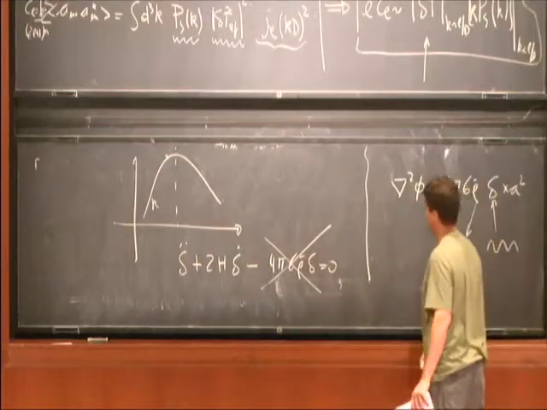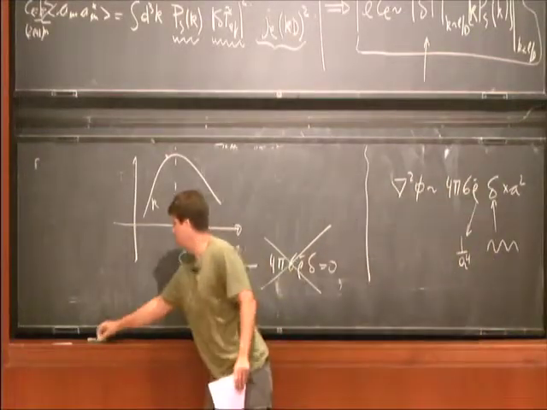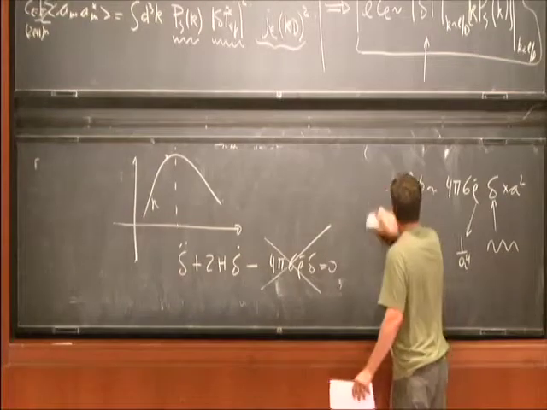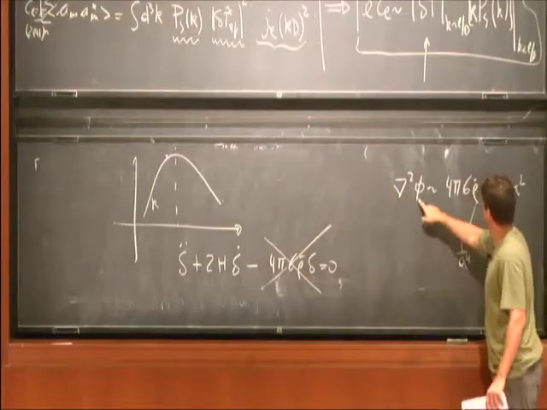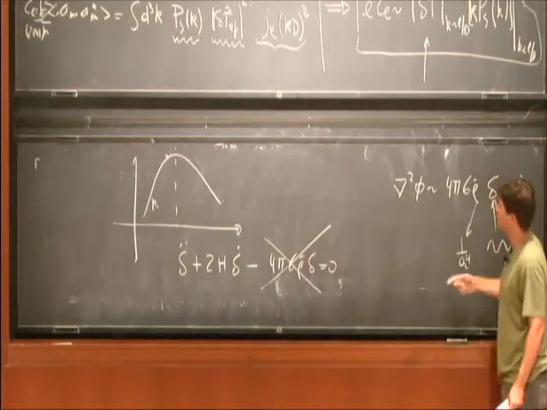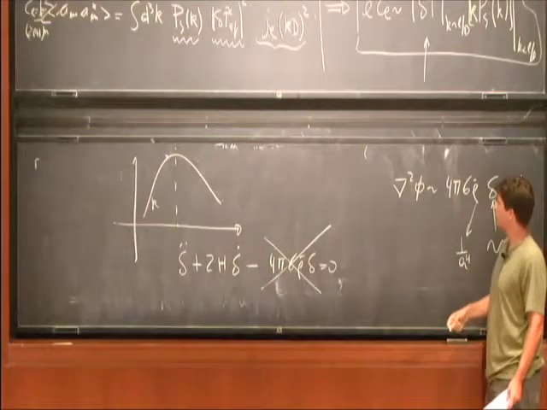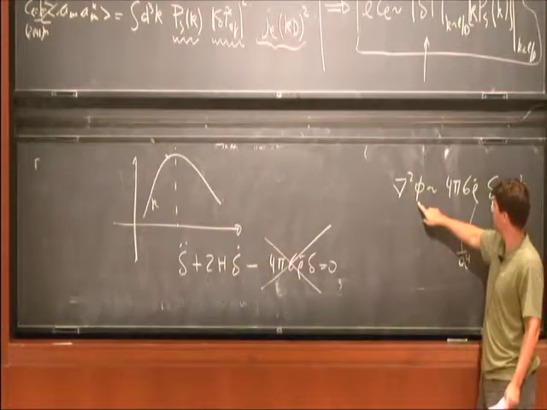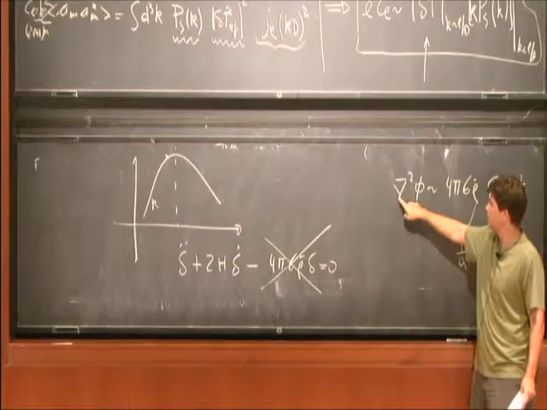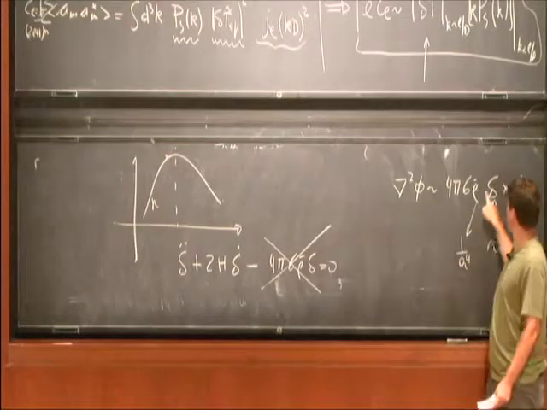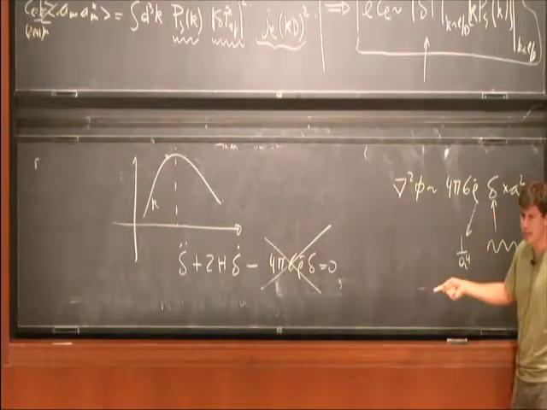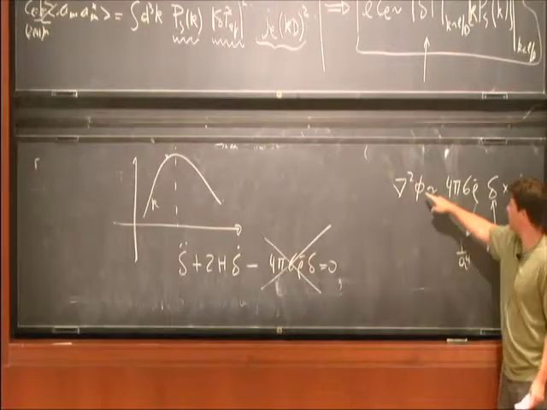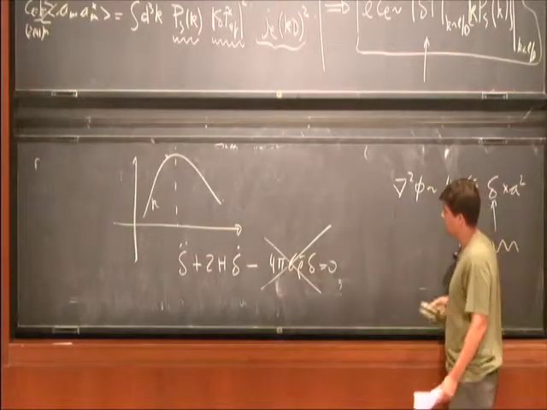If the universe had always been matter dominated, the power spectrum would just be, so this is zeta, the power spectrum of zeta is scale invariant, k to the minus 3. The power spectrum of the gravitational potential is the same, but because of this k squared, the power spectrum of delta goes as k to the fourth times the power spectrum of phi, or the gravitational potential, or zeta.